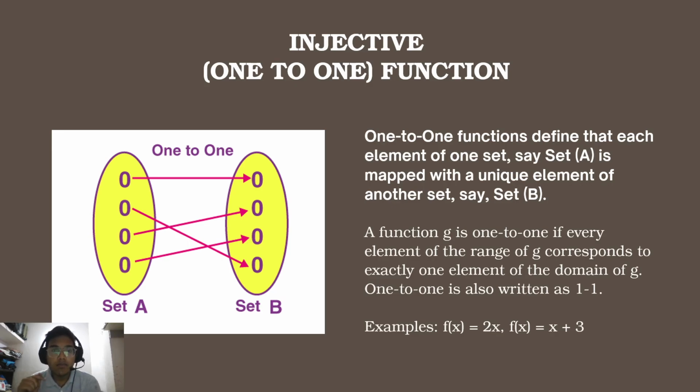Okay, so if f of x is 2x, then if the value of x is 1, f of x will be 2. If it is 2, it will be 4. So you can see each value is assigned to a different value. Similarly, f of x is x plus 3. We see for 1 it is 4, for 2 it is 5. So that is how it works. So injective is a one to one function.